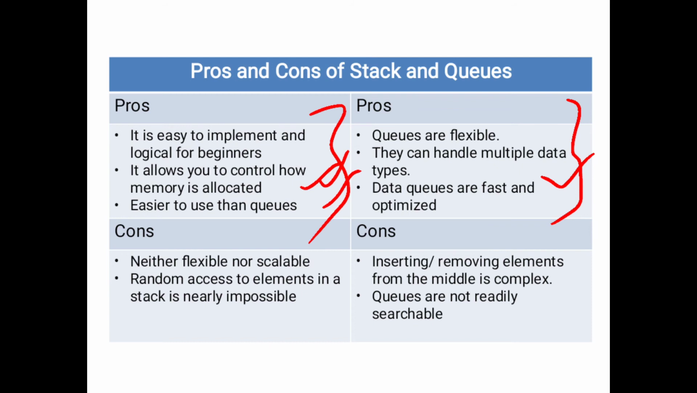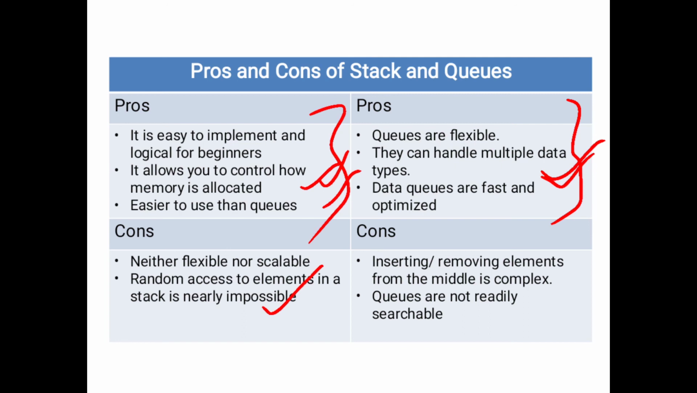Then what are the advantages of a queue? A queue is flexible, so it can handle multiple data types. Listen, this is a very important point: the queue must handle multiple data types. Data in queues is fast and optimized. So a queue is a very efficient structure. Then what are the disadvantages?